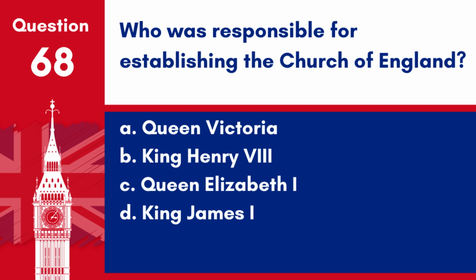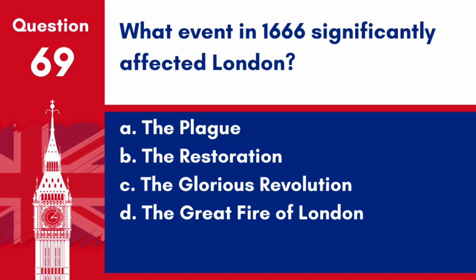Question 68. Who was responsible for establishing the Church of England? A. Queen Victoria. B. King Henry VIII. C. Queen Elizabeth I. D. King James I. Answer: B. King Henry VIII. King Henry VIII was responsible for establishing the Church of England in 1534 after separating from the Roman Catholic Church.